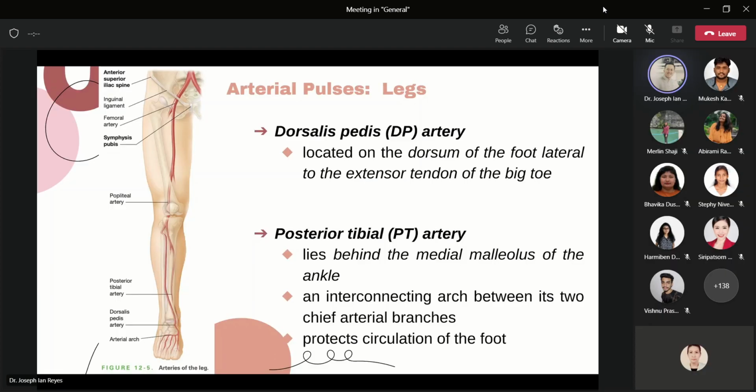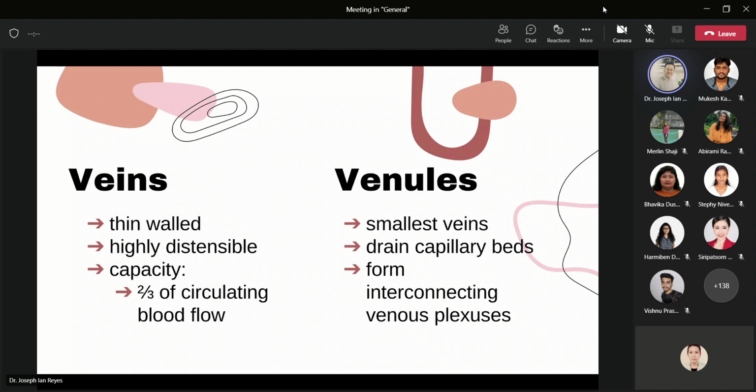Veins have capacity because they tend to distend and flex depending on the load of blood that will be pulled into that area. Two-thirds of circulating blood volume is located in your veins. The smallest veins are your venules. They drain capillary beds and form interconnecting venous plexuses.